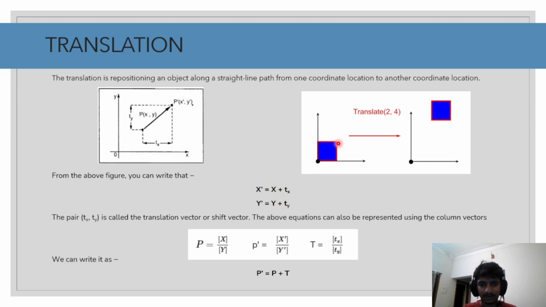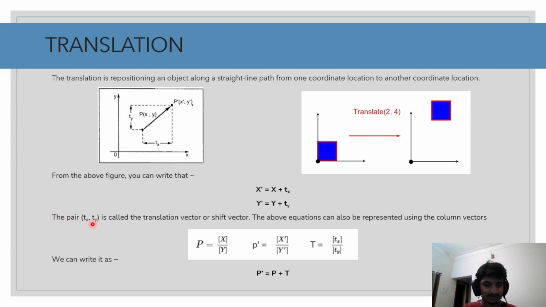And here we have a square that is translated. So translate of 2 comma 4 is 2 in x-axis and 4 in y-axis. So this square is moved 2 spaces to the right, that is x-axis, and 4 spaces to the top, that is y-axis. So it's here.